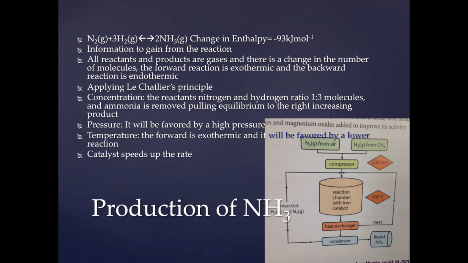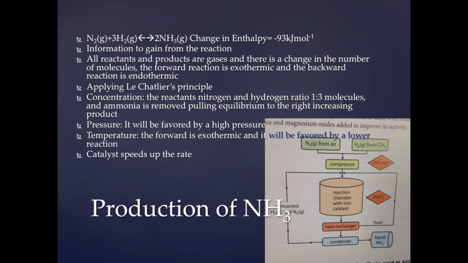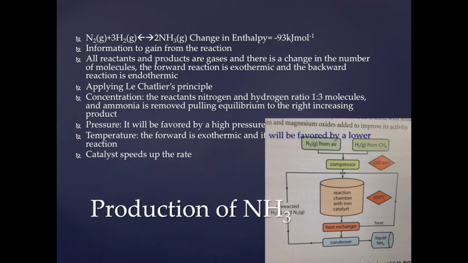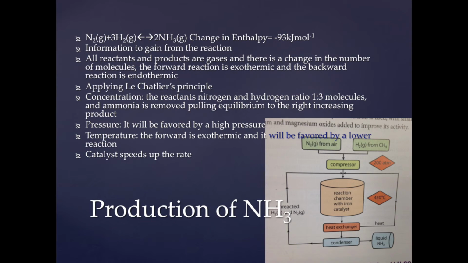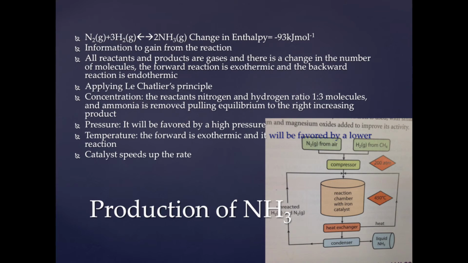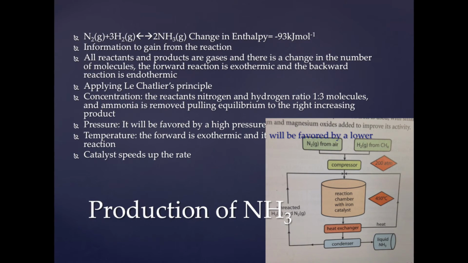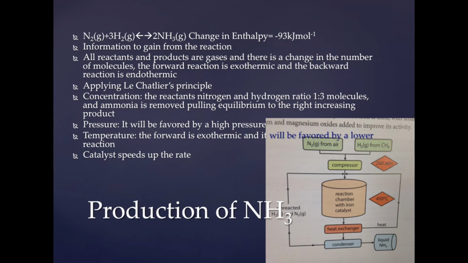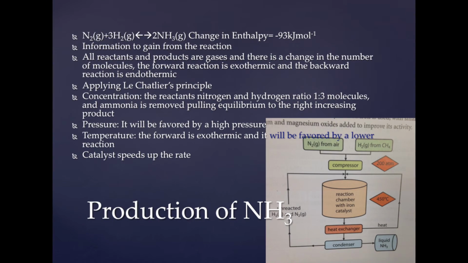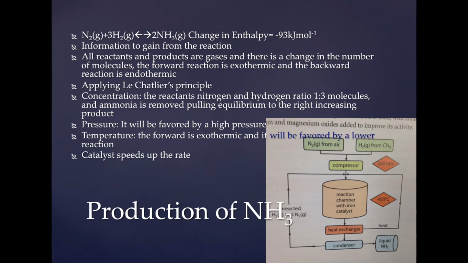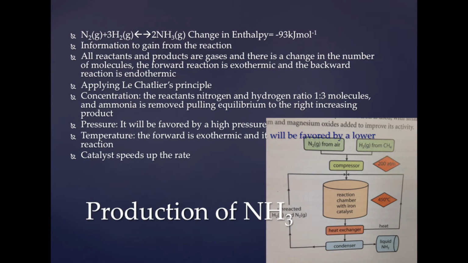So now what we're going to be talking about is the production of ammonia. So what we can gather from our equation, nitrogen reacting with hydrogen producing ammonia, has a change in enthalpy of negative 93 kilojoules. So we know that all the reactants and products are gases, and there is a change in the number of molecules as the reaction proceeds. There are 4 gas molecules on the left side and 2 on the right. The forward reaction is exothermic, and so it releases heat. The backward reaction is endothermic, and so it absorbs heat.